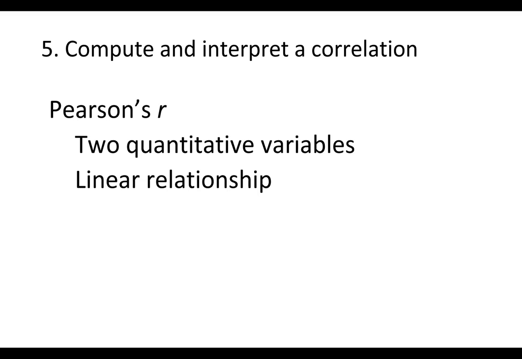Our fifth learning objective is to compute and interpret a correlation. There are lots of different correlations, but in this course, we're only going to be working with Pearson's R. There are two conditions that must be met to use Pearson's R. There needs to be exactly two quantitative variables, and there must be a linear relationship. Before computing a correlation, we often make a scatterplot to confirm that the relationship is linear.